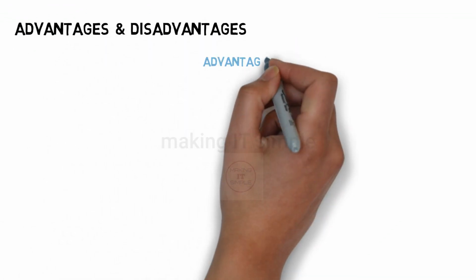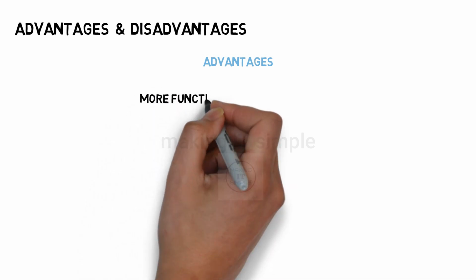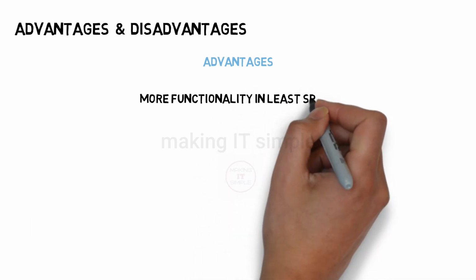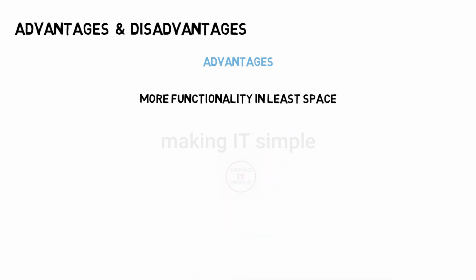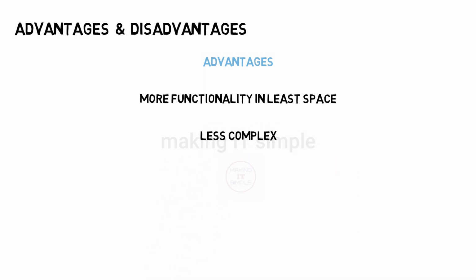Let us see the advantages and the disadvantages of simple structure. The advantage simple structure had was it would provide most functionality in the least space. It was not that complex in comparison with our modern operating system, but still it provided great functionality. That was the reason it got so popular.